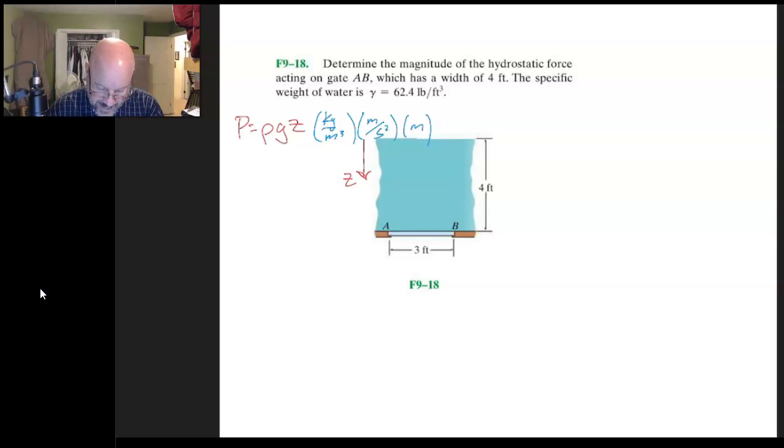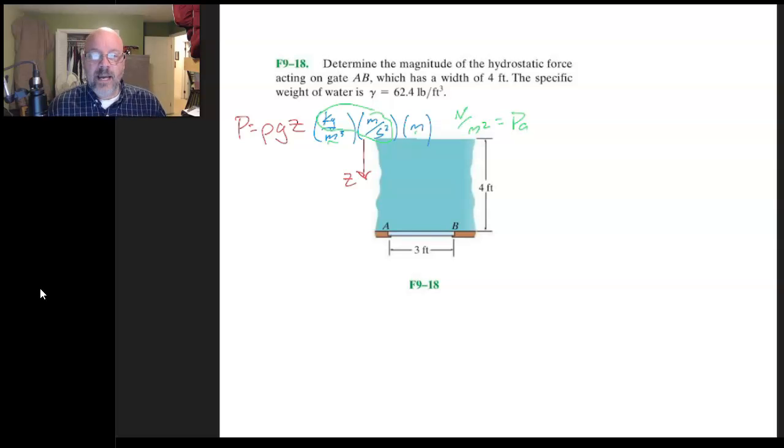So what you can see happens here is if we rearrange this, this combination here, kilogram meters per second squared, that's a Newton. And then I've got a meter over a meter cubed, which is over a meter squared. So that's a Pascal. That's how that all works out with our units.